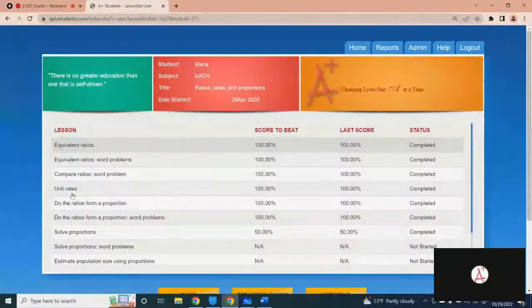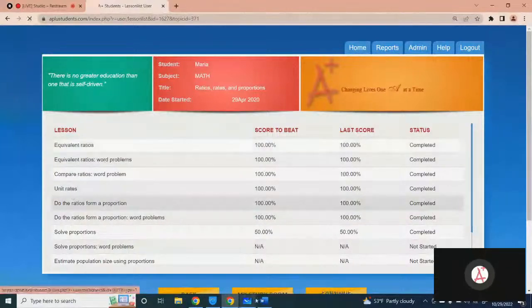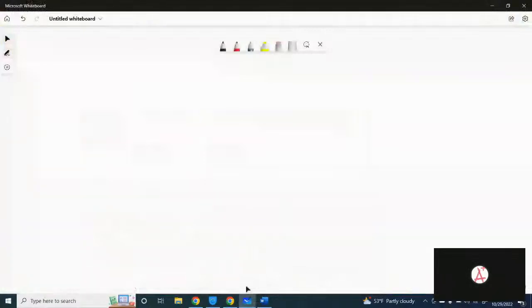The next one is: do the ratios form a proportion? Let me write down the lesson name. Do the ratios form a proportion? Okay, let's start with an example. The ratios are 1 by 3 and 4 by 12.